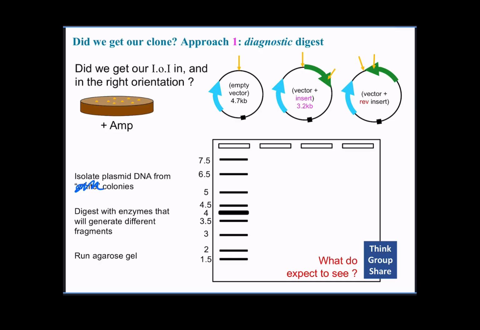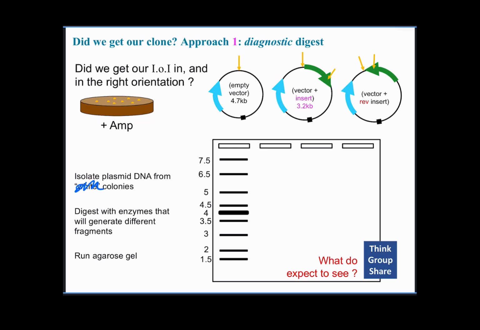Where they would cut if the insert went in the right orientation: there would be one cut at the beginning of the insert and one cut at the end of the insert. And what would happen if the insert went in the reverse orientation? Again, one cut just before the MCS, multiple cloning site, and then because the insert went in the wrong orientation, the second target site for the enzyme is a lot closer to the first.